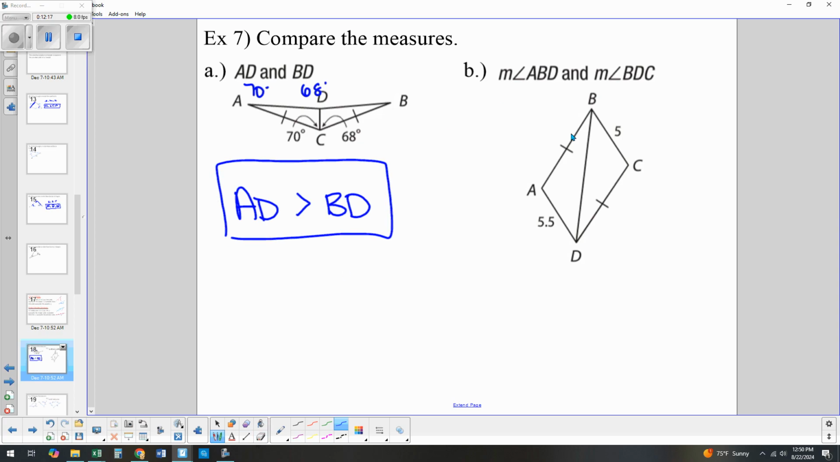For part B, angle ABD is in this corner. That is opposite the 5.5. Angle BDC is in this corner. That is opposite the 5. So we have again a greater than. The measure of angle ABD would be greater than the measure of angle BDC, because the 5.5 opposite that angle was greater than the 5 opposite that angle.